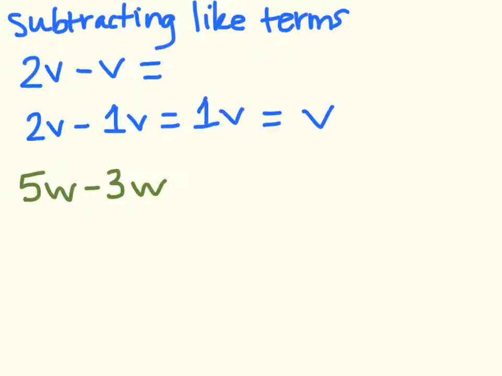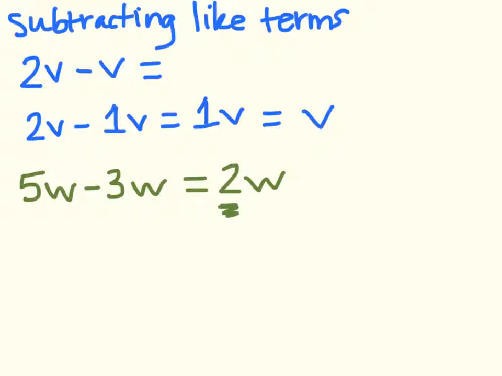Now let's simplify 5w minus 3w. Once again, we'll start with coefficients. 5 minus 3 equals 2. And then we put our variable back on. So our simplified statement is 2w. Remember, our coefficient is 2.